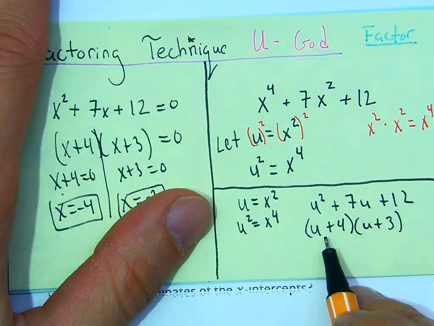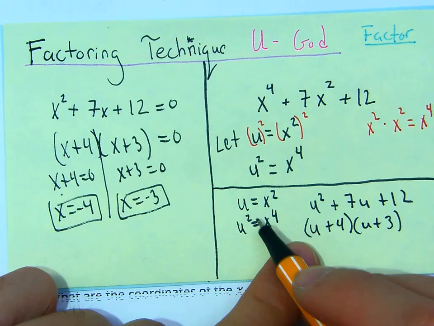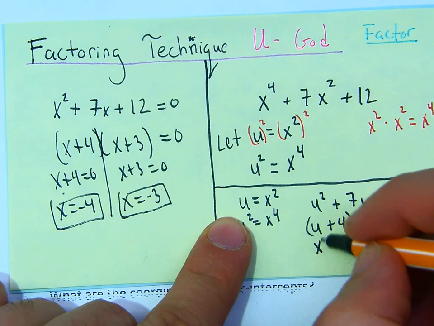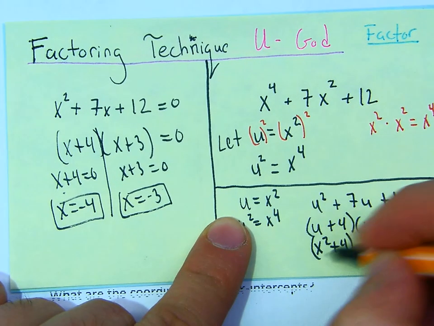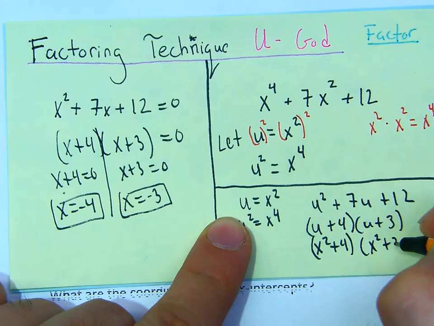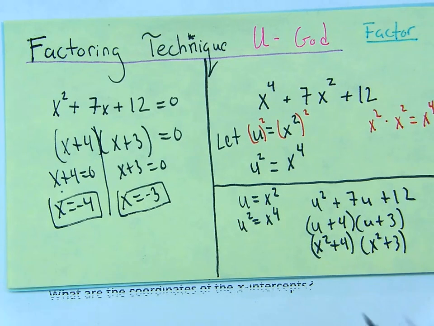But notice, what does u equal? U is equal to x squared. So you say x squared plus 4, then it's x squared plus 3. And then that's how it factors.